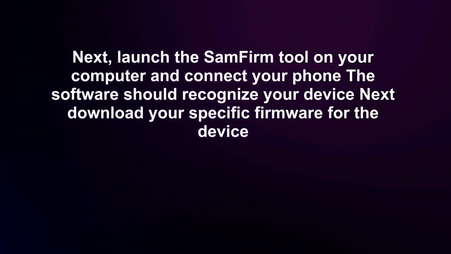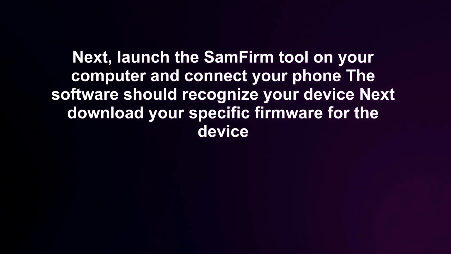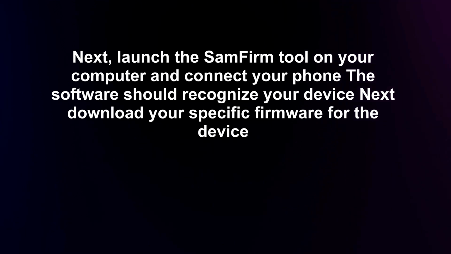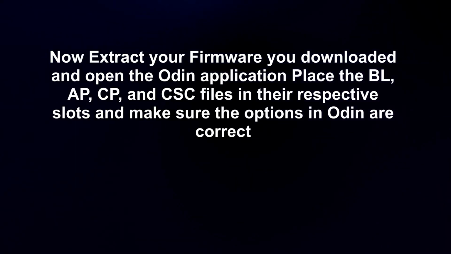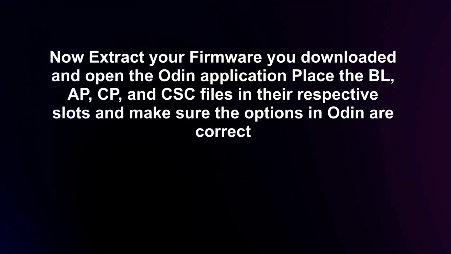Next, launch the SamFirm tool on your computer and connect your phone. The software should recognize your device. Next, download your specific firmware for the device. Now extract the firmware you downloaded and open the Odin application.